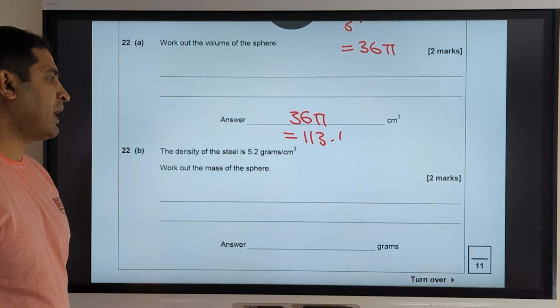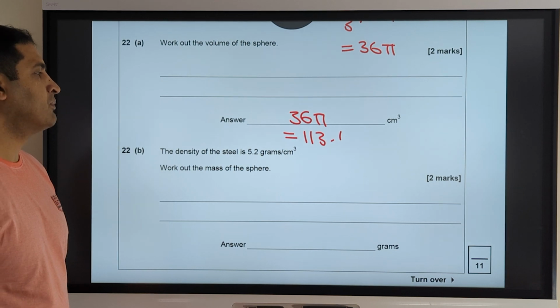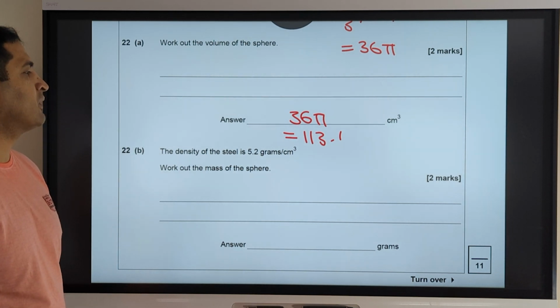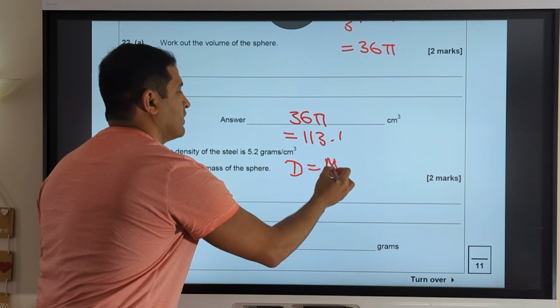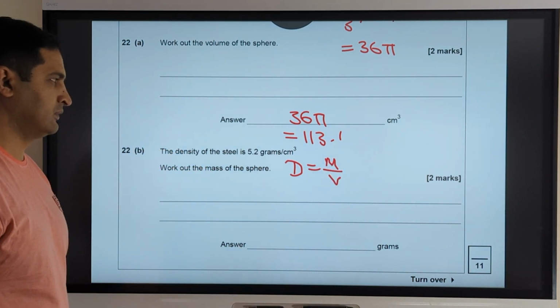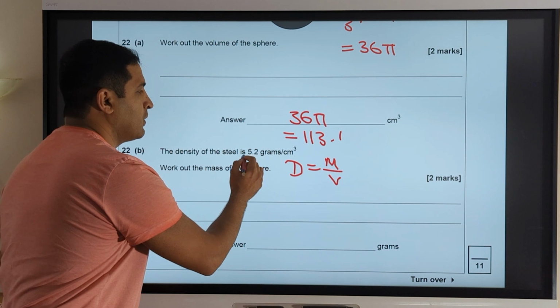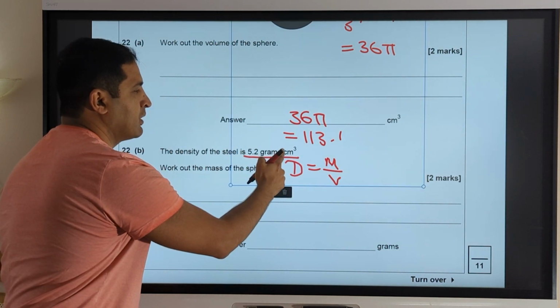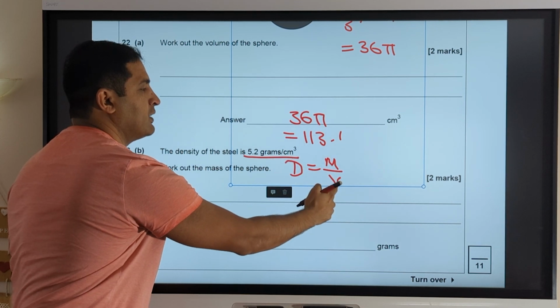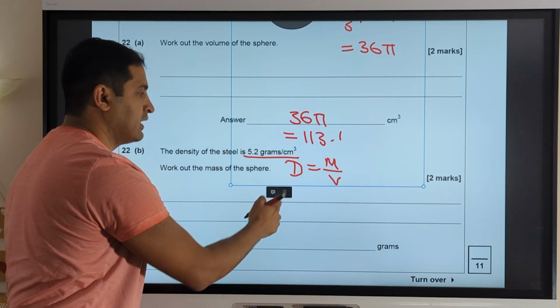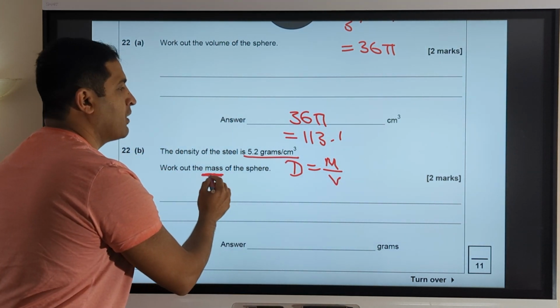Density of the steel is 5.2 grams per centimeter cubed. Work out the mass. So we know the density is equal to mass over volume, because that's given to you in here. Grams per centimeter cubed. So grams are the mass, centimeter cube is the volume. That will give you the density. And we've been asked to work out what mass is.